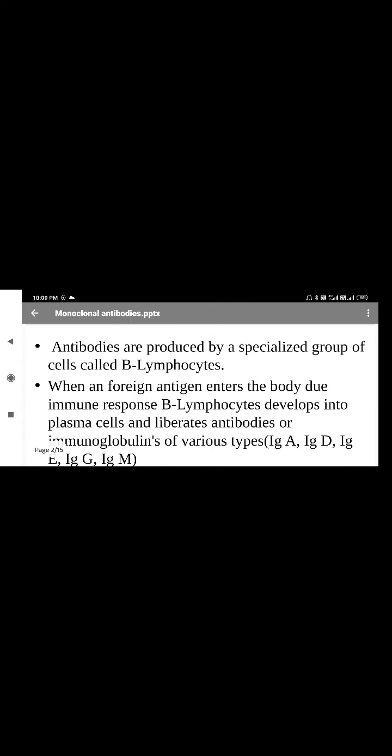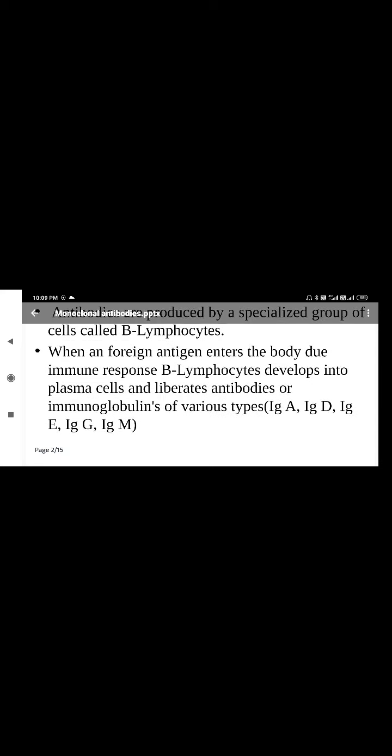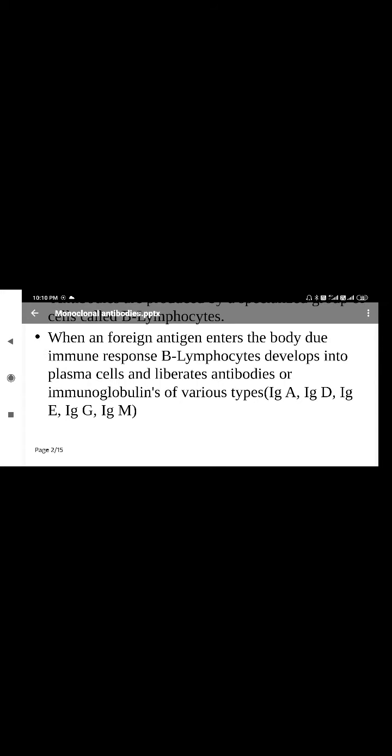Today I wanted to explain a topic called monoclonal antibodies. Antibodies are produced by a specialized group of cells called B lymphocytes. When a foreign antigen enters the body due to immune response, B lymphocytes develop into plasma cells and liberate antibodies or immunoglobulins of various types such as IgA, IgD, IgE, IgG, IgM.